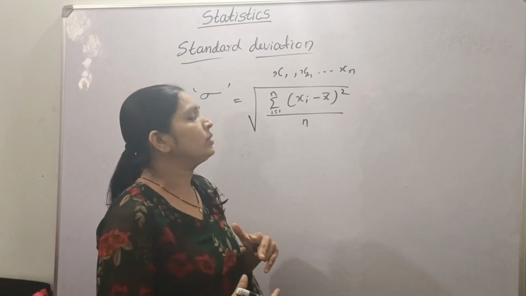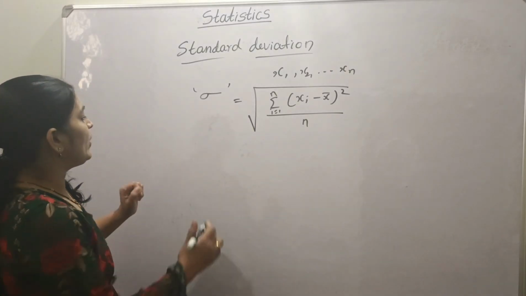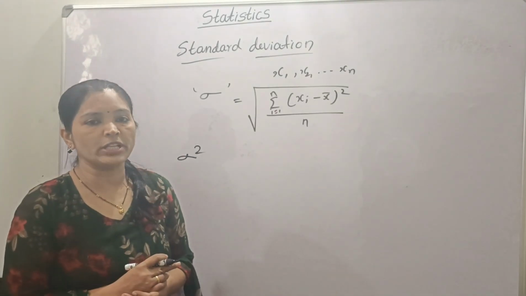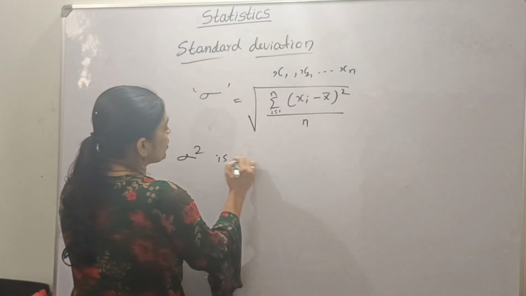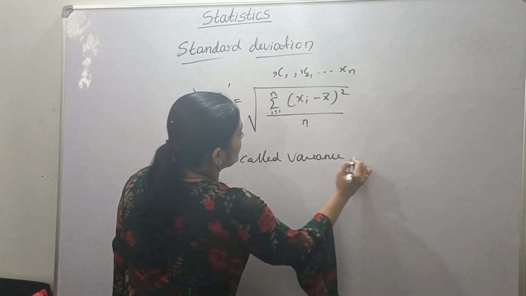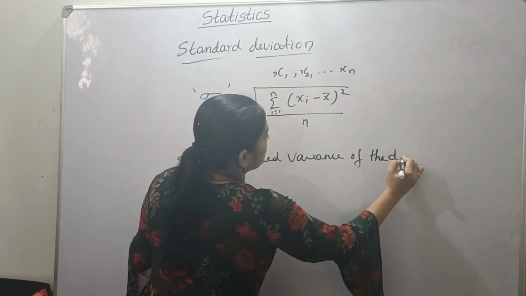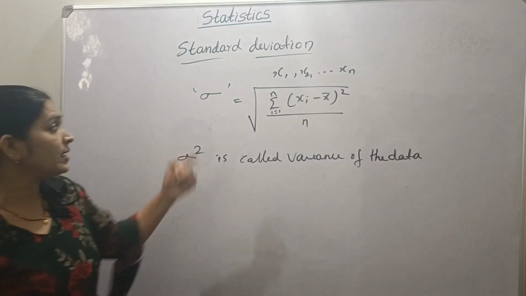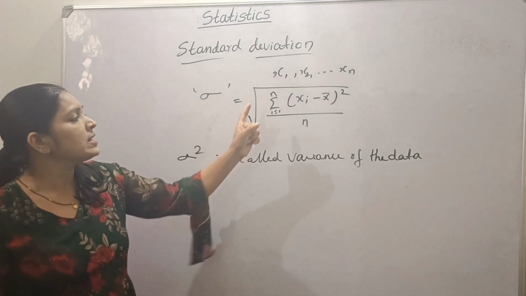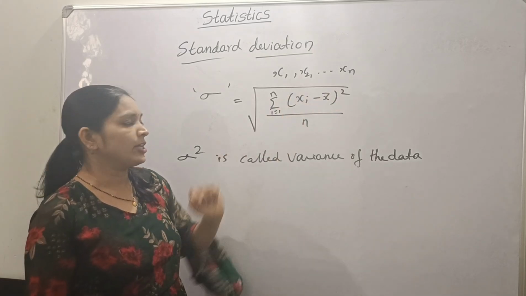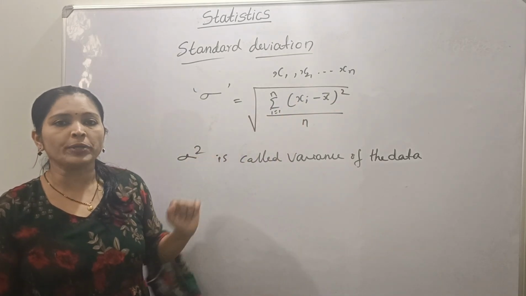When you take the square of this, you will get sigma square, and sigma square is called the variance of the data. So sigma, the standard deviation of the data, is equal to the square root of sigma i equal to 1 to n, (xi minus x bar) whole square, divided by n. So this is for ungrouped data.